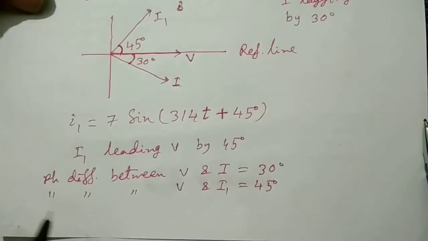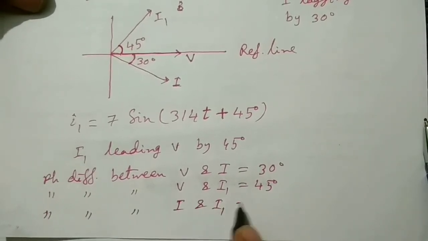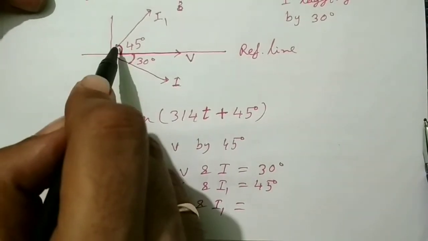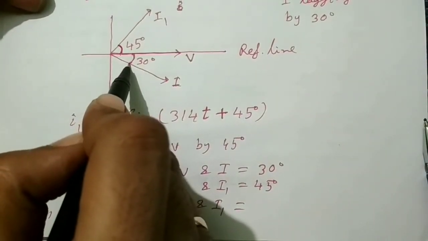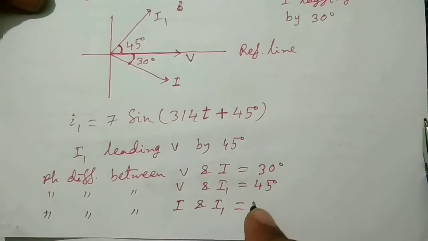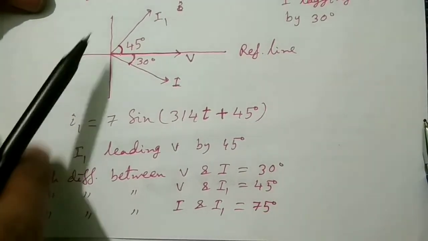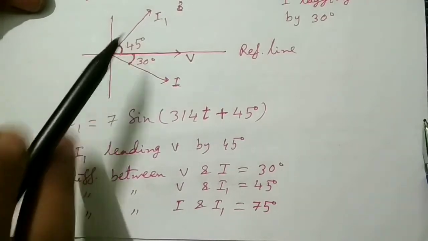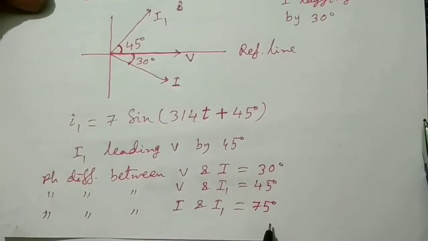But if we want to find the phase difference between I and I1, then it will be 45 plus 30 degree. So here it will be 75 degree. So the phase difference between the two currents, I and I1, is 75 degree.